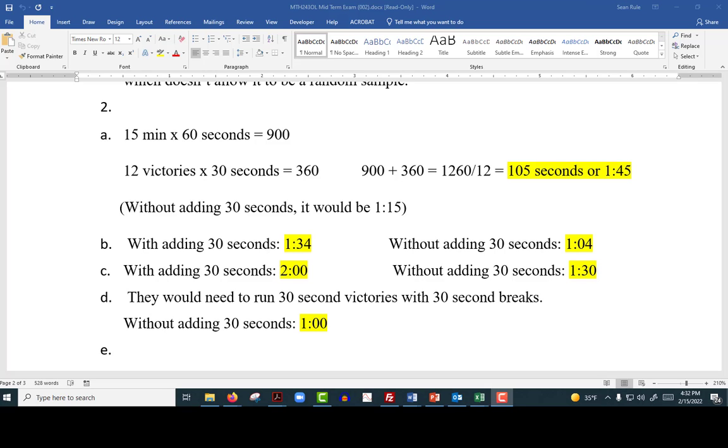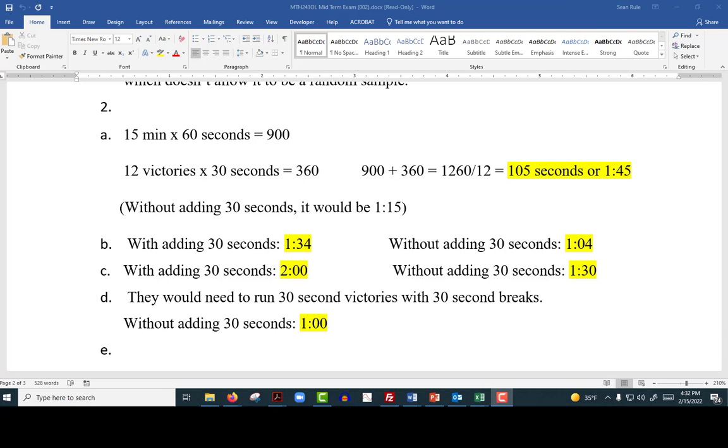So if you think about it, I run a victory, I take a rest. I run a victory, I take a rest. That last victory, I'm crossing the line at the 900-second mark. So I want you to think about that and think about how many total rests I actually take. That's the first thing I want you to think about. I think it was the second thing in the email I sent you.